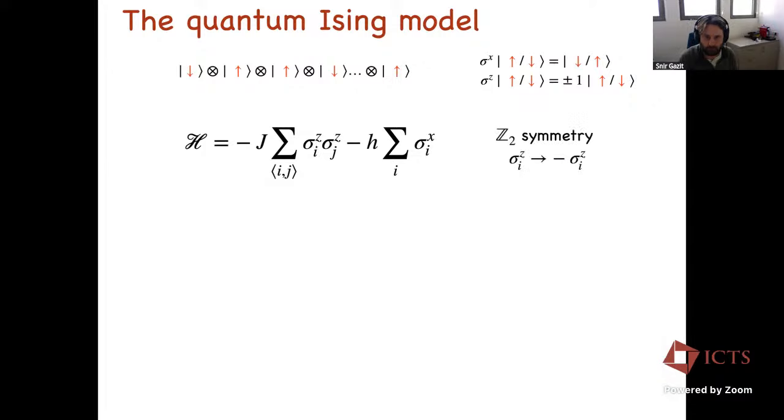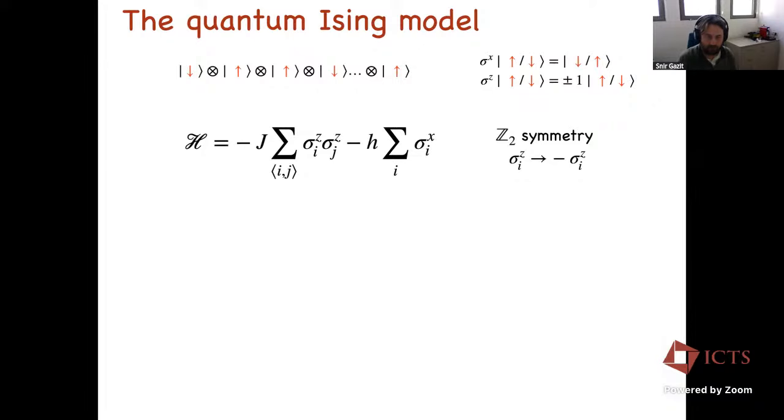So the underlying logic of analyzing such systems a la Landau is, of course, to look for the symmetries of the model. And the model admits a global Ising symmetry, which basically amounts to a global flip of all the spins.